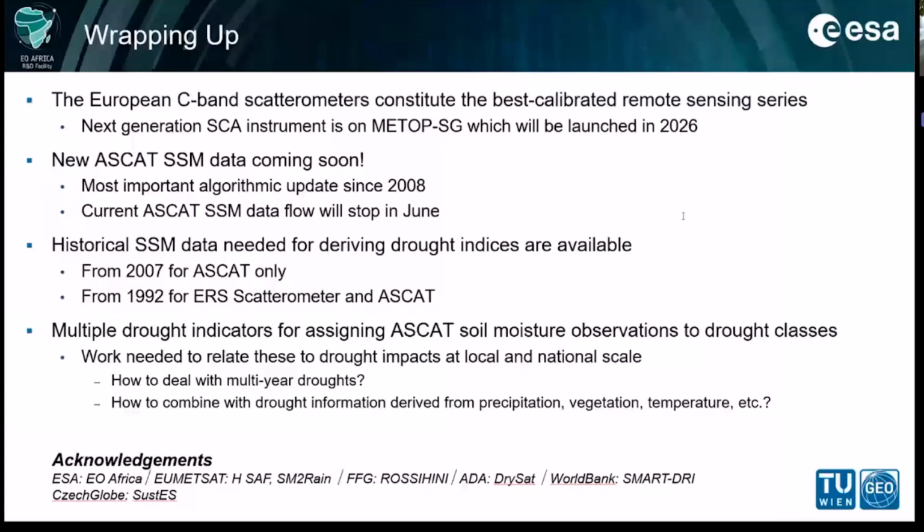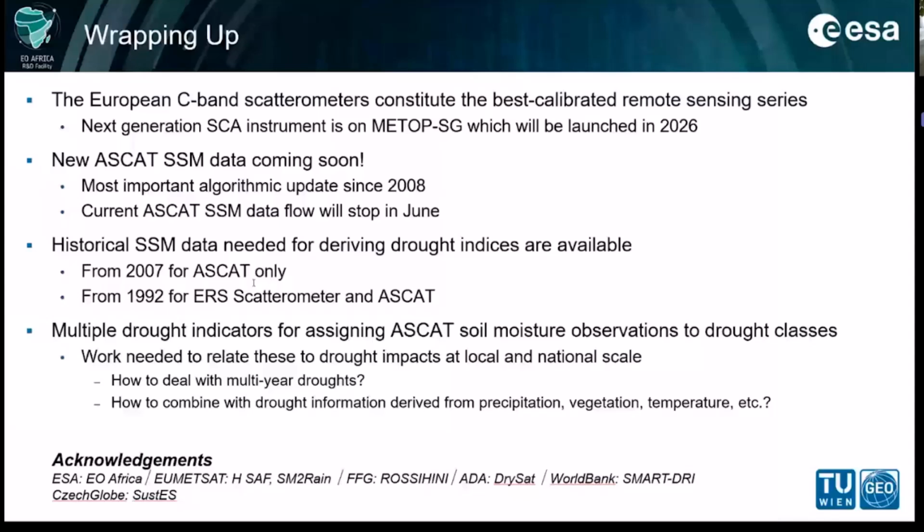Unfortunately, the current ASCAT data flow will stop already in June, so the transition time from now to June will not be very long. If you work with drought monitoring, then you need in particular long time series. So the data going back to 2007 are readily available for ASCAT.